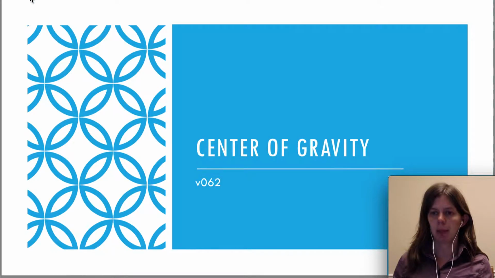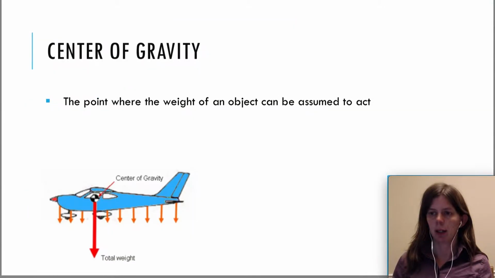I'll be talking about the center of gravity. So the center of gravity is the point where the weight of an object can be assumed to act. What I mean by this can best be explained by looking at this picture that I have here.